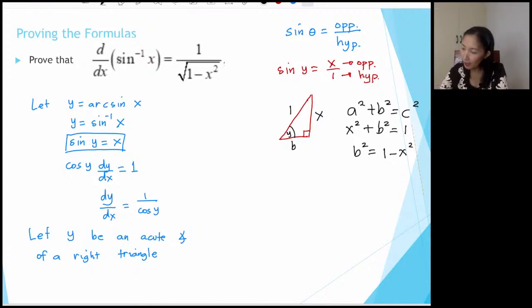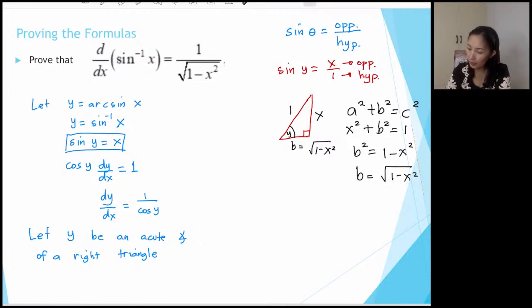And if we get the square root, b is equal to the square root of 1 minus x squared. So this side is equal to the square root of 1 minus x squared. But what are we looking for? We are looking for this, cosine y. So now we are ready to define cosine from here.